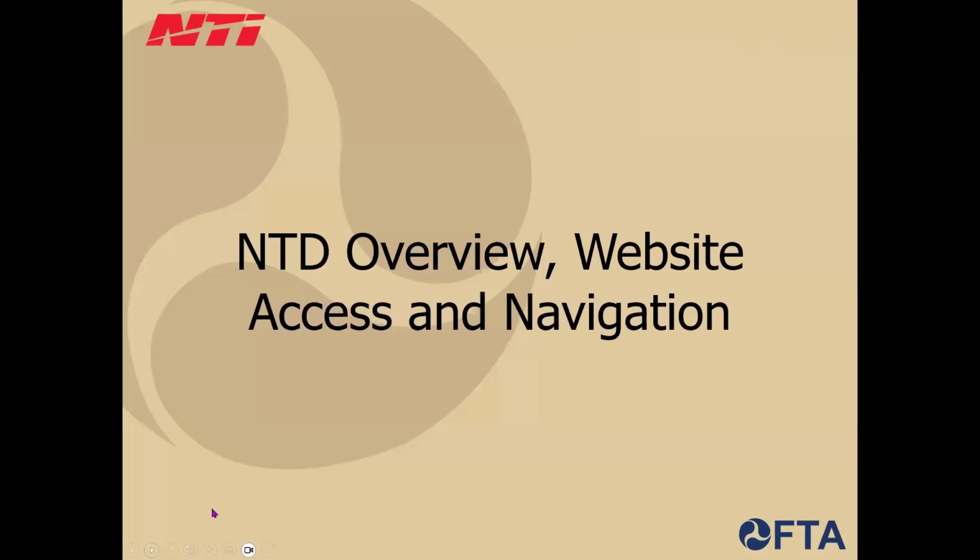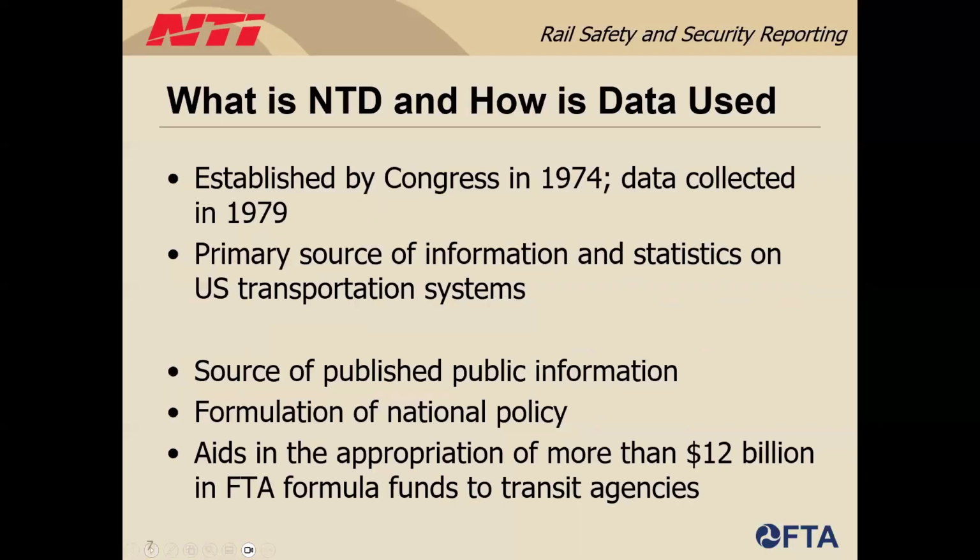All right, so let's get started with our first session. In 1974, Congress established the National Transit Database Program as a means to collect information and statistics on transit systems in the U.S. The first data was collected in 1979, by paper reports. Since then, the NTD has evolved into the nation's primary source of information and statistics on transit systems.